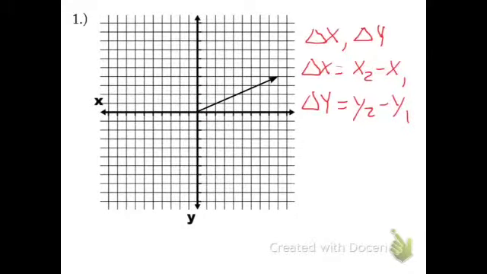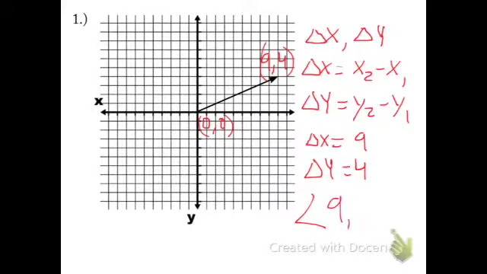So on this first one, our delta x, the change in x, well, right here your x is 0 and the y is 0. Over here you have the coordinates of 9, 4. Well, if you go from 0 to 9, that's an increase of 9. If you go from 0 to 4, your change in y is 4. And so your vector here is 9, 4. And that's the whole thing.